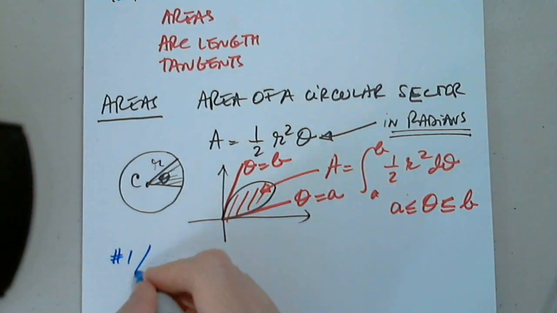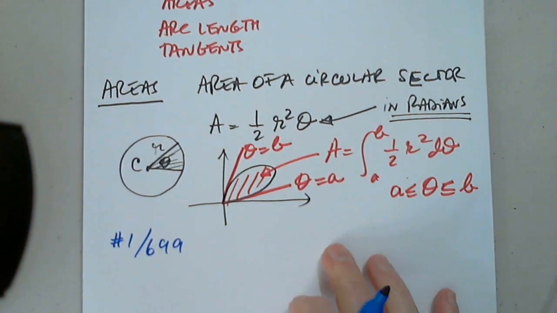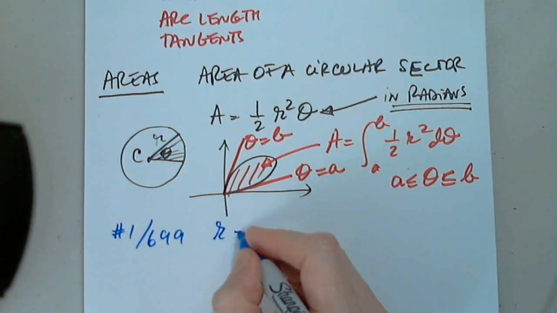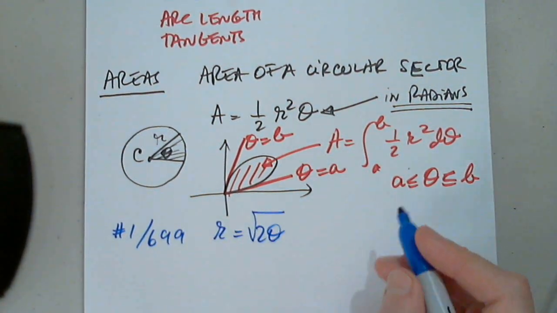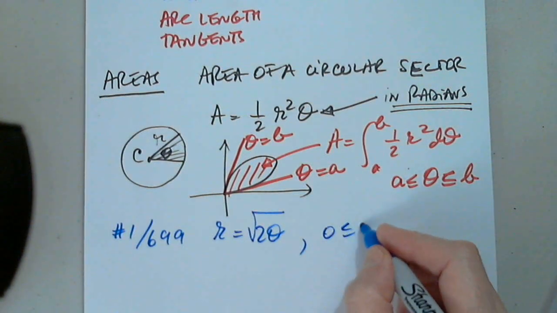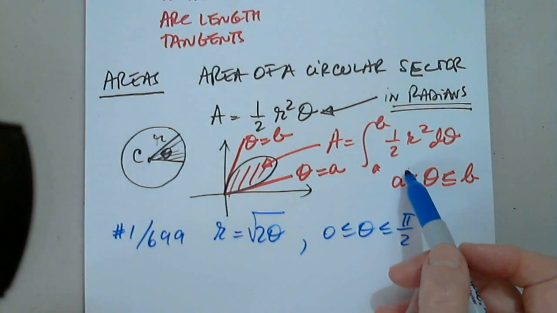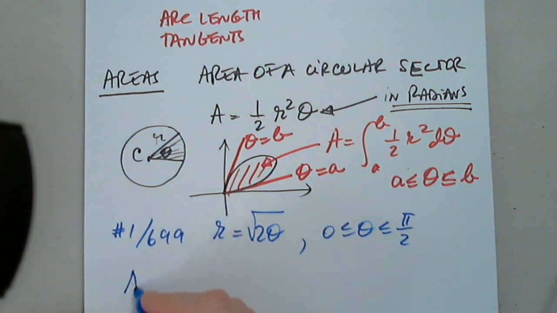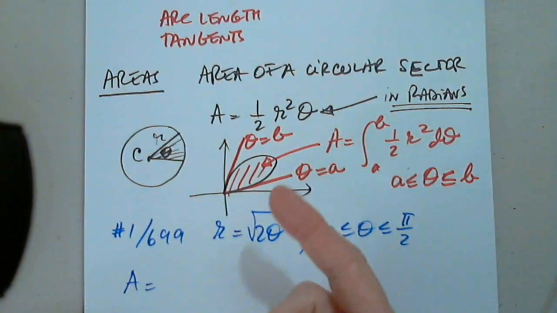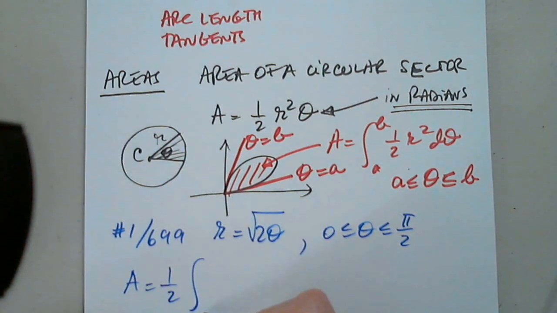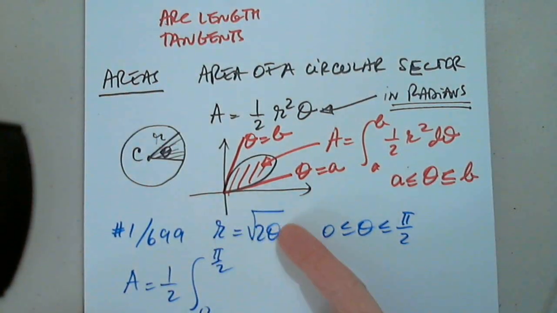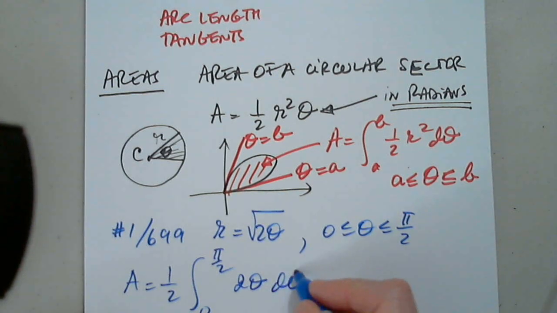Okay, so let's look at a few examples and see how we calculate the area. Let's start with problem 1 on page 699. We are given that r equals the square root of 2 theta, and the angle is between 0 and pi over 2. And we're asked to find the area of the region that is bounded by the given curve and lies in the specified sector. Okay, we're following the formula. So the area equals the integral. We can put 1/2 outside, of course. The integral from 0 to pi over 2 of r squared, which is 2 theta, d theta.